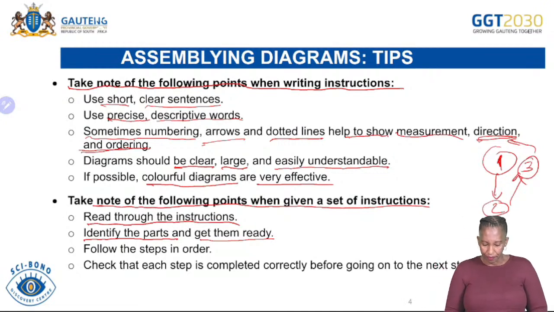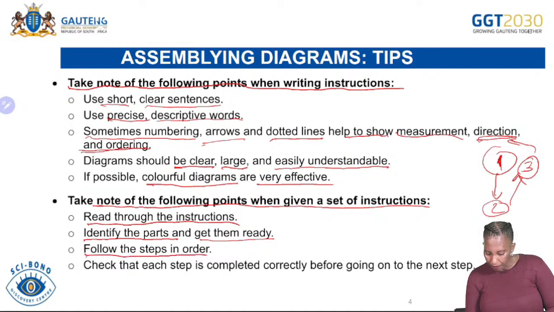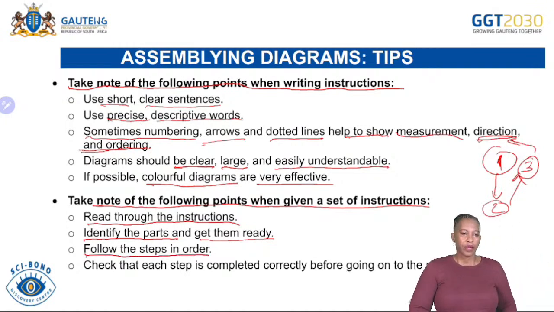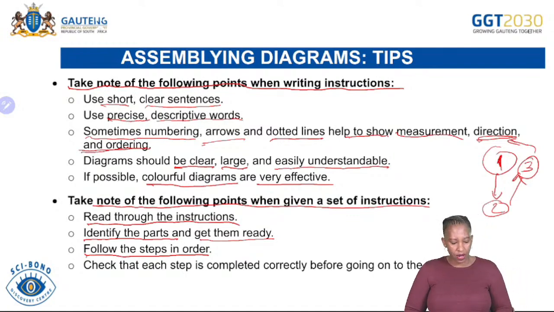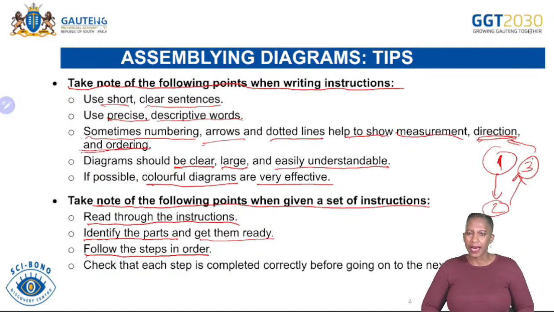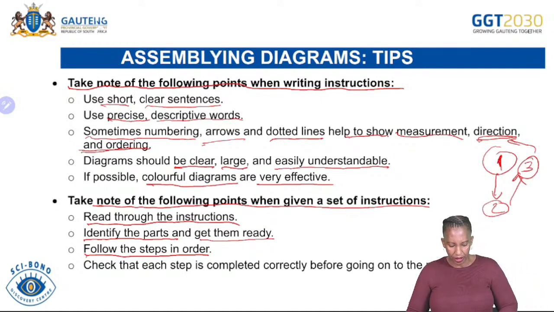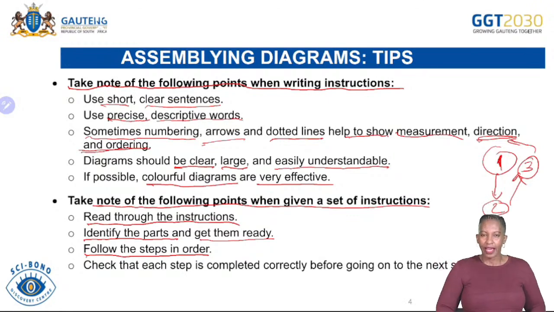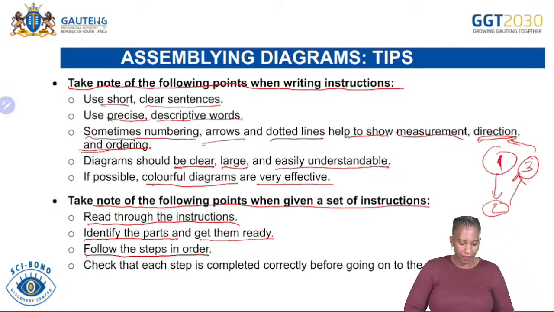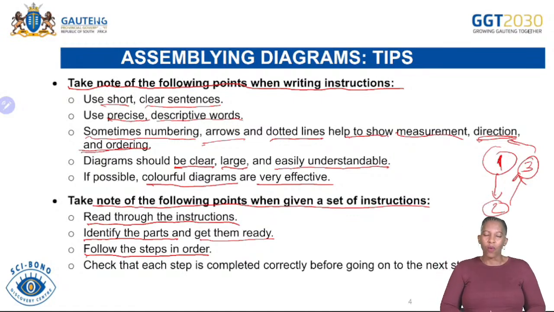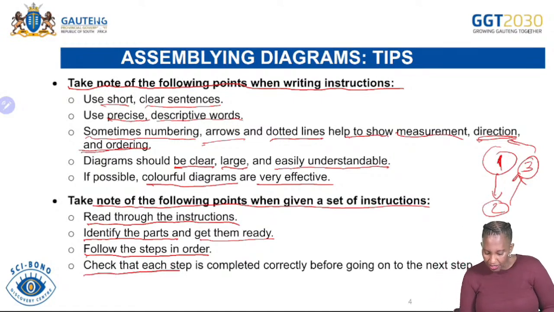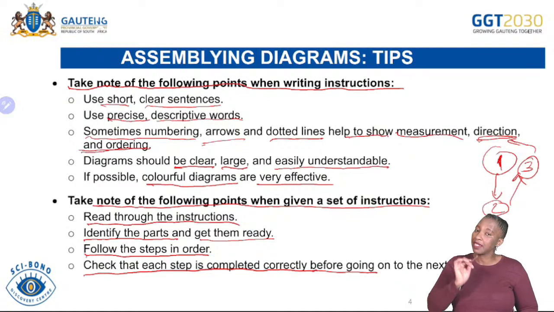Number three, you follow the steps now in order. Remember, you are given the instruction, the manual, and after you have read through the manual, you say, now let me identify the parts. It says part one, part two, part three, part four. I put them together there. I get them ready. And then after doing that, I follow the steps in order, to say step number one is this one, step number two is this one. And then when I'm done, I check that each step is completed correctly before going on to the next step.